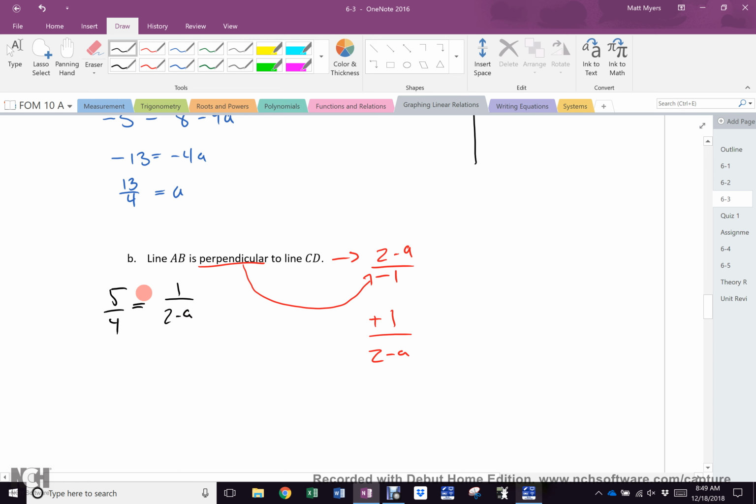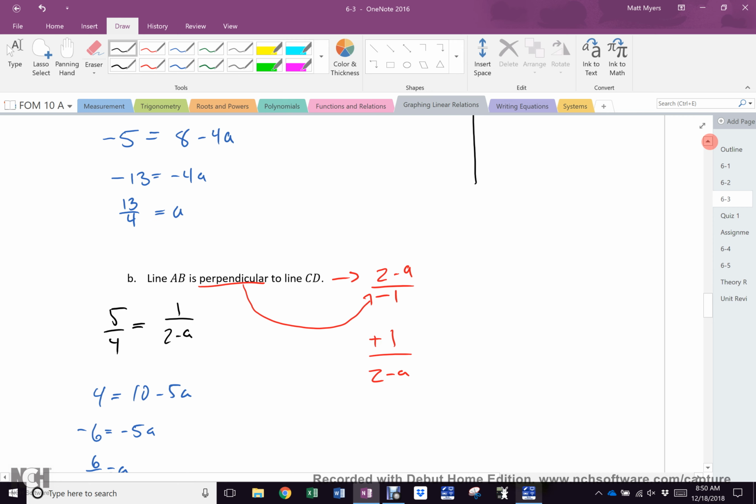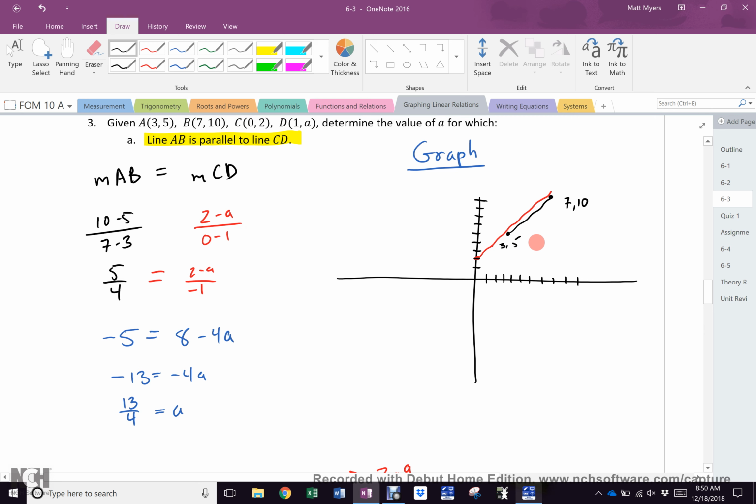How do I solve that? Cross multiply. 4 equals 10 minus 5A. Solve that. And then, of course, graph it. Can we put it on the same one? It'll be kind of ugly.